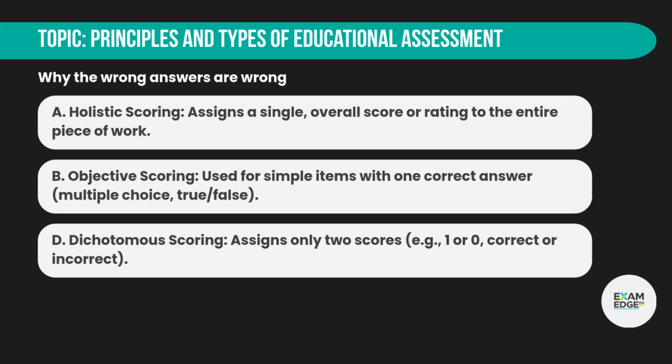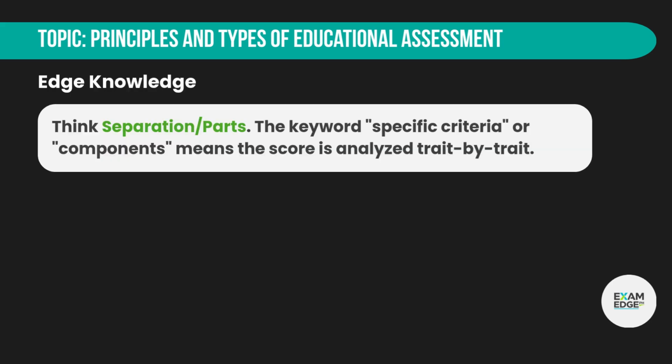Why the wrong answers are wrong? A. Holistic scoring assigns a single, overall score or rating to the entire piece of work. B. Objective scoring is used for simple items with one correct answer, multiple choice, true or false. D. Dichotomous scoring assigns only two scores, e.g., 1 or 0, correct or incorrect. Edge knowledge: think separation, parts. The keyword, specific criteria or components, means the score is analyzed trait by trait.